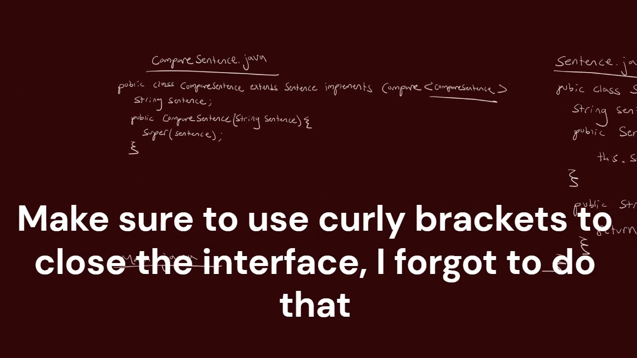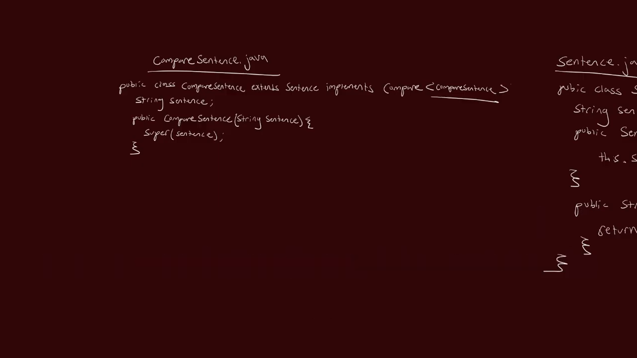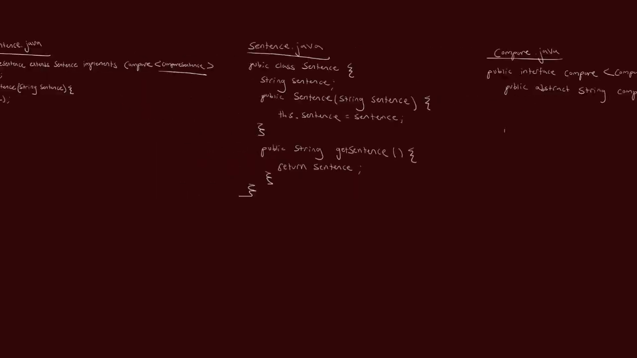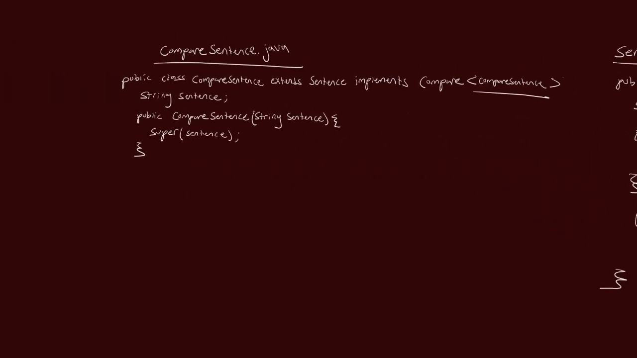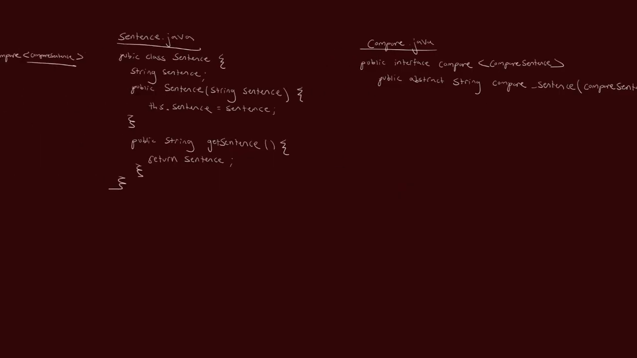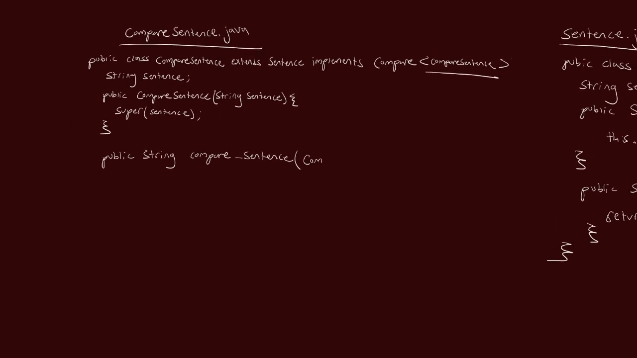Now in the compare sentence class we have to include a method that has the same properties as this. So we'll do public string compare_sentence, and then obviously its parameter has to be of this type. So we do compare sentence e, just like that. And then here there's going to be a series of if statements.